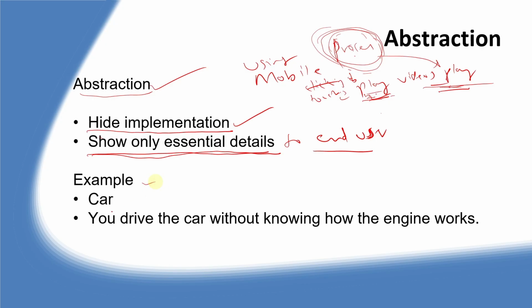Let me take another example, a car. You drive the car without knowing how the engine is working, how the fluid mechanism inside goes on, how the engine works with different strokes. We are not aware of those things. We are just simply applying gears, clutches, brakes, and the car is running. So hiding implementation, only showing essential details. Only those details which are required for us are shown. This concept is called abstraction.